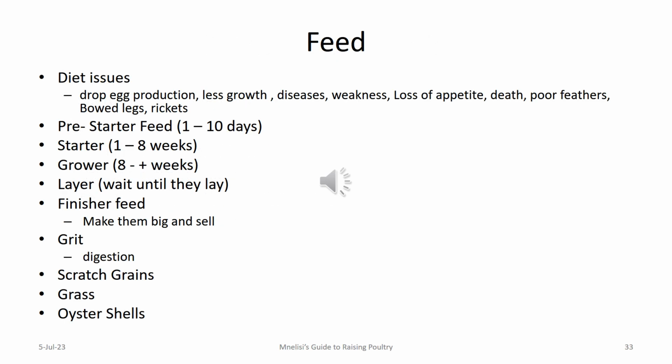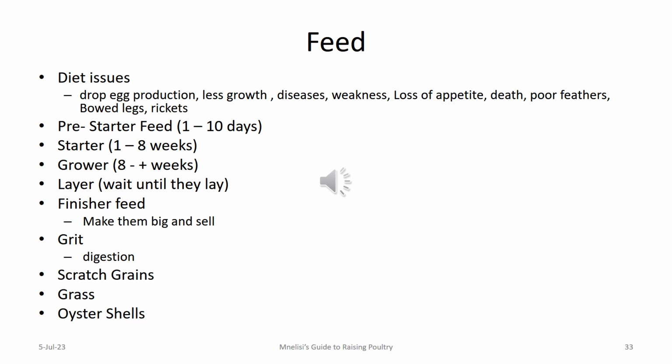Chicken feed. Not giving your chicken the right diet will result in the following: drop in egg production, less growth, diseases, weakness, loss of appetite, death, poor feathers, bowed legs, rickets, etc. Let us look at the feed and the chicken stages.